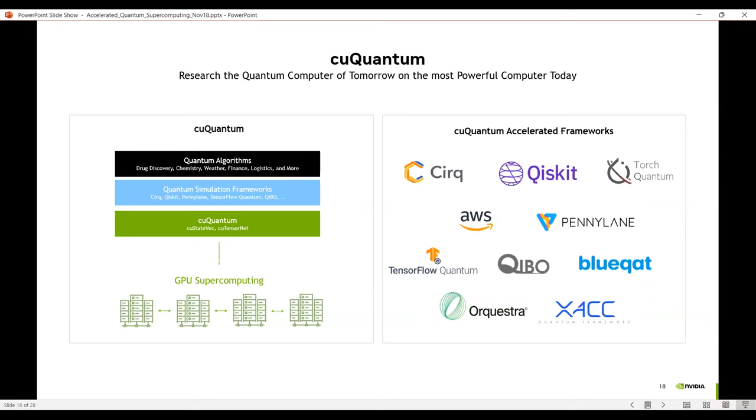All these frameworks are integrated with CUDA-Quantum, so there is no need to install them separately: Cirq, Qiskit, PennyLane, AWS, Braket, and so on. Every day we are increasing the frameworks in CUDA-Quantum, right? So one needs to simply install CUDA-Quantum in container form and start working. No need to bother about any framework; whatever the developer is using, they can keep using Cirq or Qiskit or PennyLane. No other installation is needed. Only the CUDA-Quantum installation is enough, right?